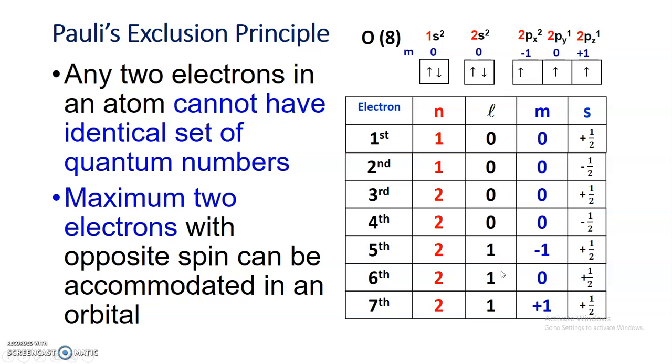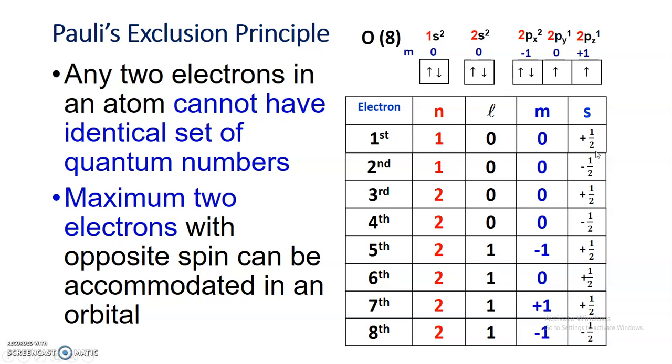Okay, so now consider the 8th electron. The 8th electron again enters the 2px orbital, and therefore the set of quantum numbers is n is equal to 2, l is equal to 1, m is equal to -1 and now s is equal to -½. So in this way, in oxygen there are 8 electrons and all the 8 electrons have different sets of quantum numbers. At least one quantum number is different from the others.